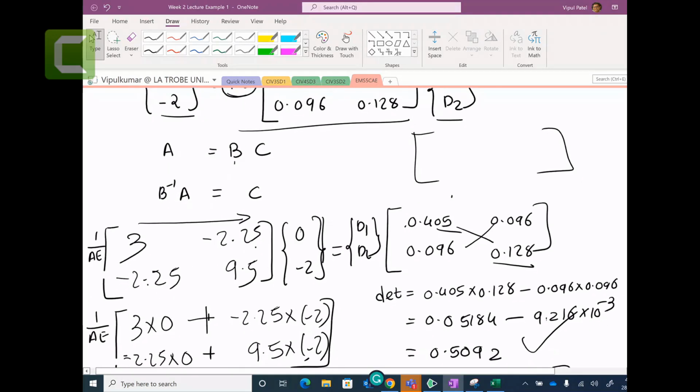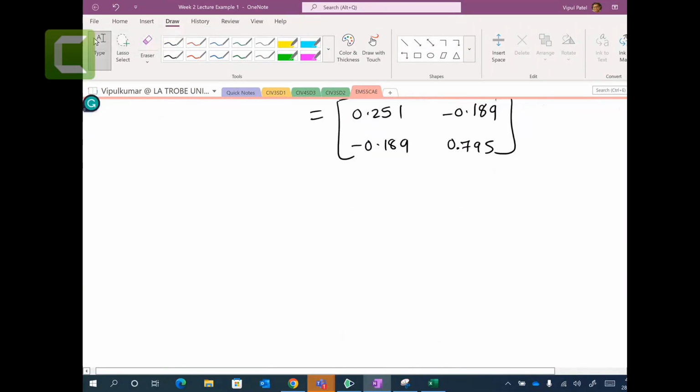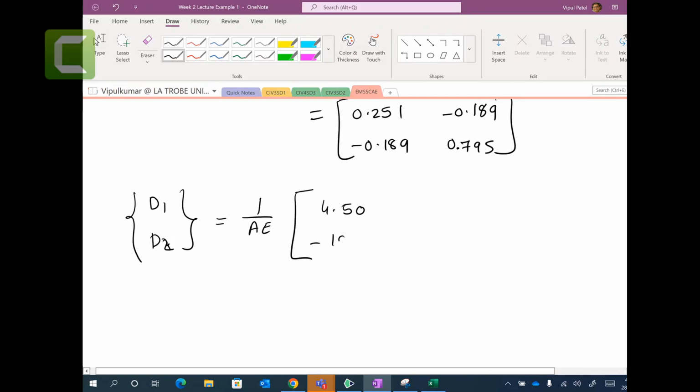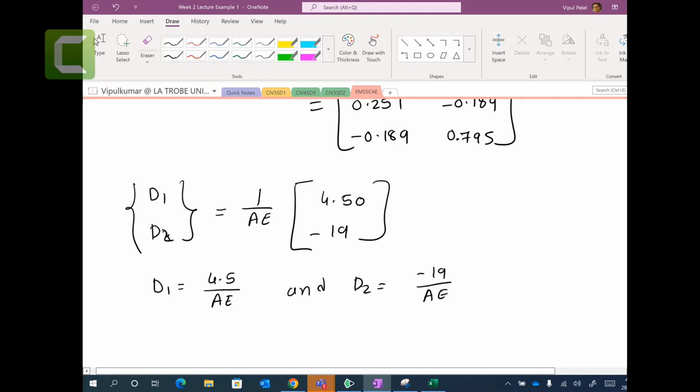But I will show you the Excel way as well. So that is your displacements. Displacements equal to D1 and D2. That displacements, 1 over AE, equal to 4.50 and minus 19. So D1 equals 4.5 over AE, and if you know the AE value, that is the displacement. D2 is minus 19 over AE. And look at the numbers as well.